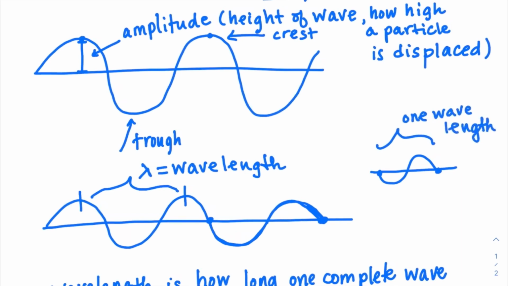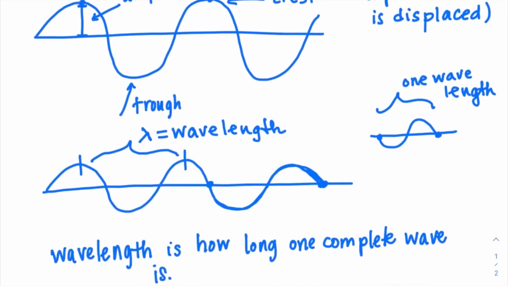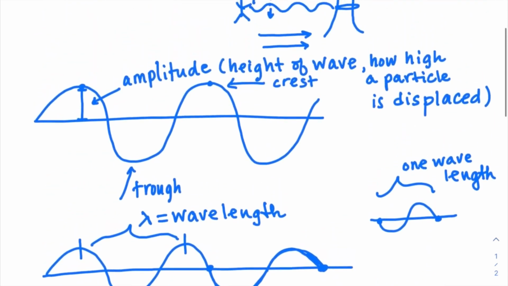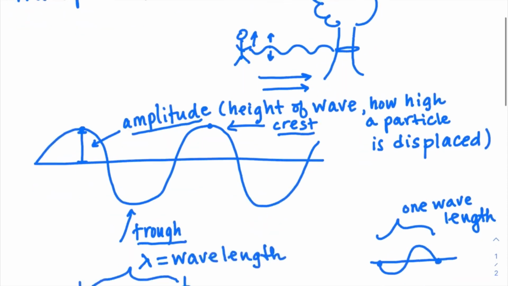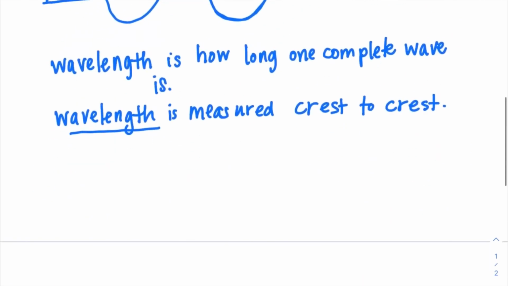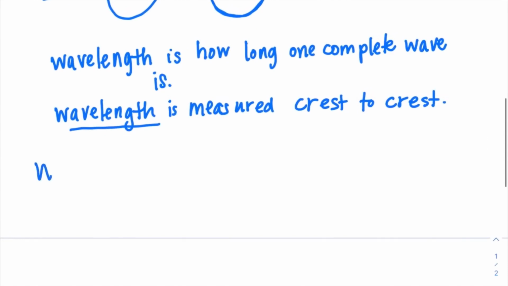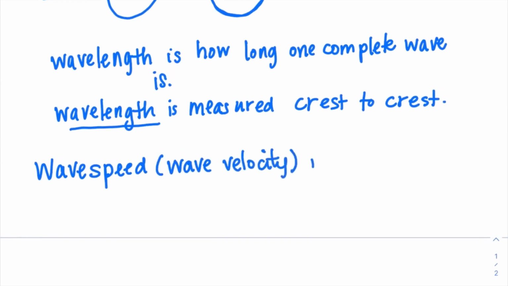Now here's another little picture that is one wavelength. That could be from a center point down through a trough, up to a crest, and then down to another center point again. Either way here, we have wavelength, amplitude, crest, and trough. Anytime you make a wave, anytime you see a wave, those are the four things that you can easily identify. Now, wavelength is measured from crest to crest or from trough to trough. Now, here's something really cool, guys.